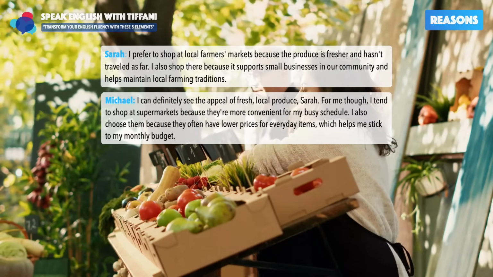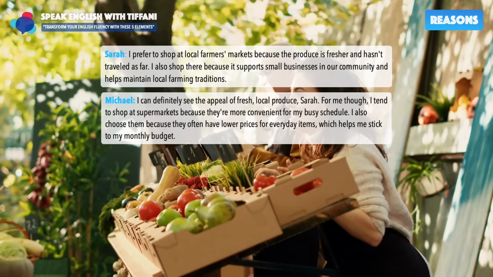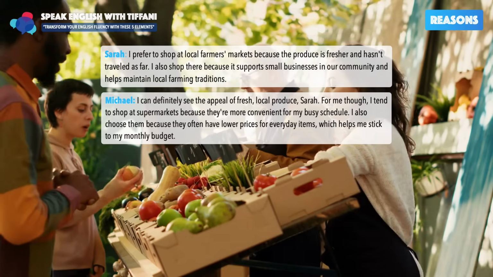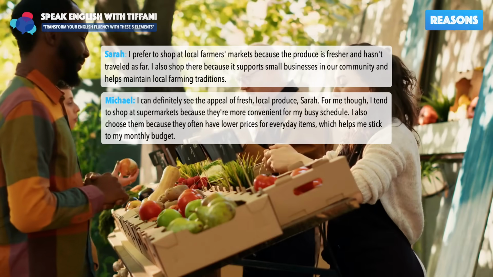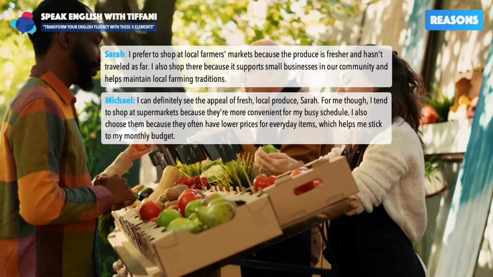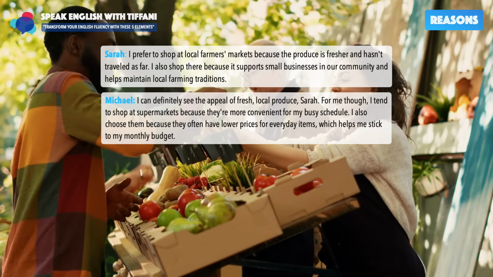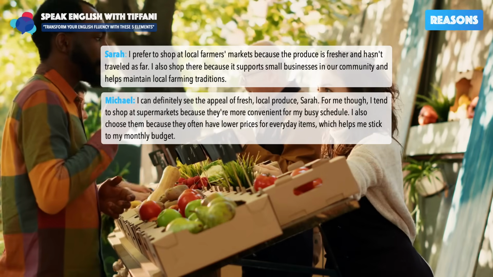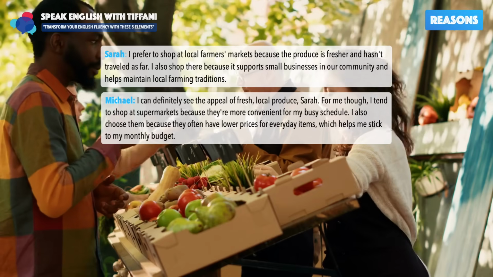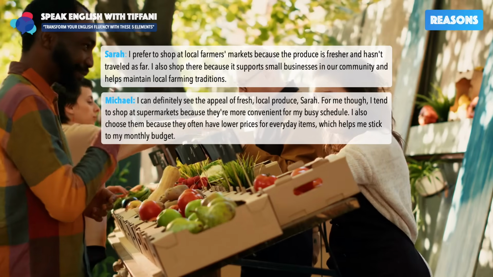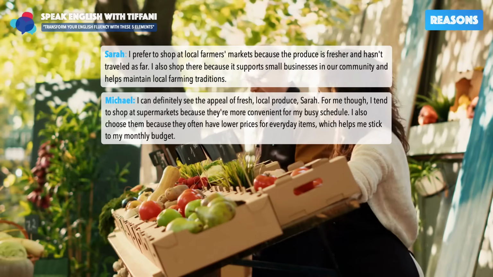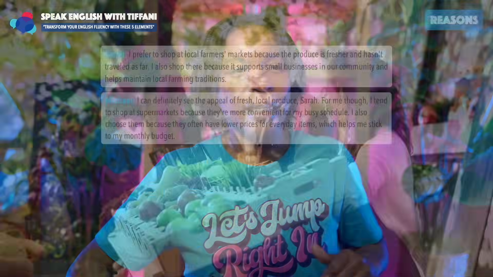I can definitely see the appeal of fresh local produce, Sarah. For me, though, I tend to shop at supermarkets because they're more convenient for my busy schedule. I also choose them because they often have lower prices for everyday items, which helps me stick to my monthly budget. Again, Michael used the second element of English conversations. He gave reasons for his opinions.